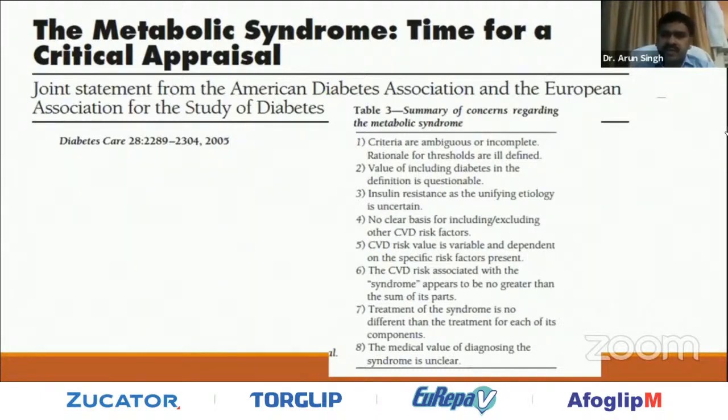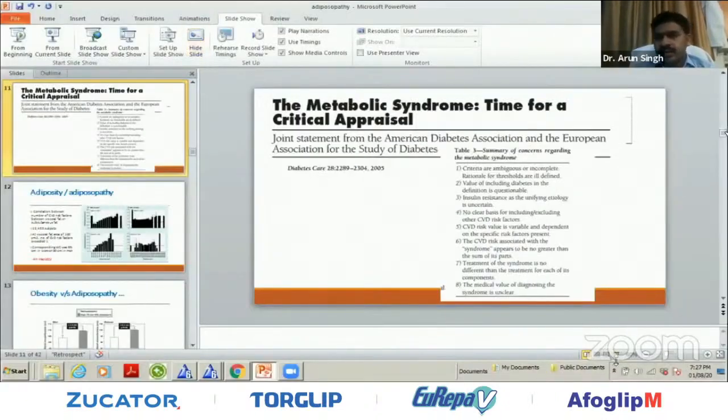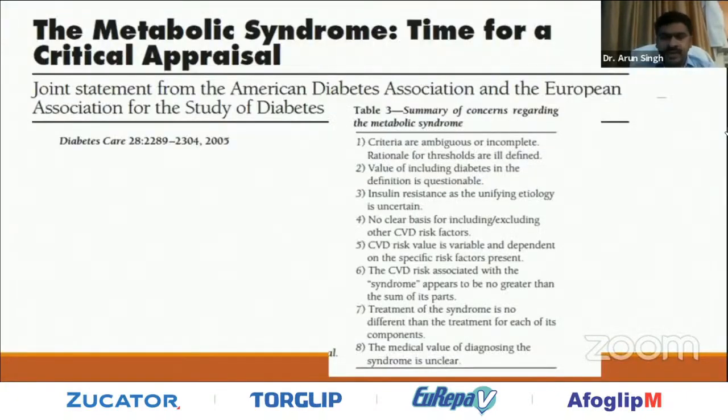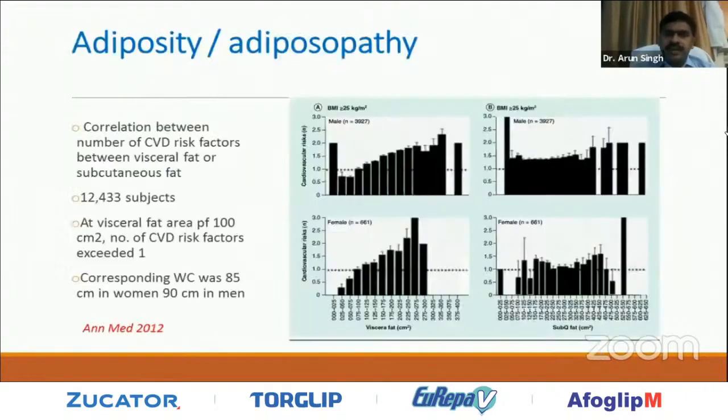CVD risk associated with the syndrome appears to be no greater than the sum of its parts. That is very true. Then treatment of the syndrome is not different from the treatment of each of its components. And obviously, because of these issues, the medical value of diagnosing the syndrome is not very clear. The implications of diagnosing metabolic syndrome are not very clear. So this entity, the terminology, has already been challenged and debated.